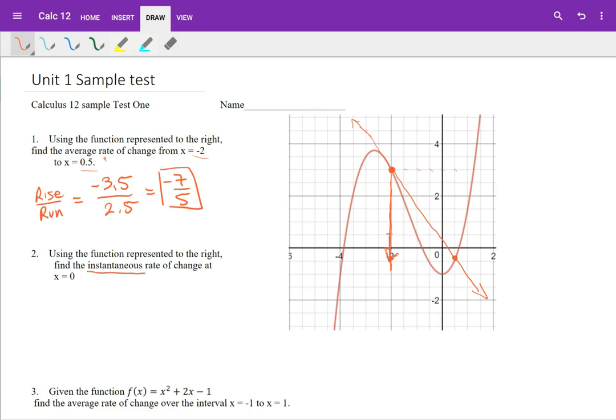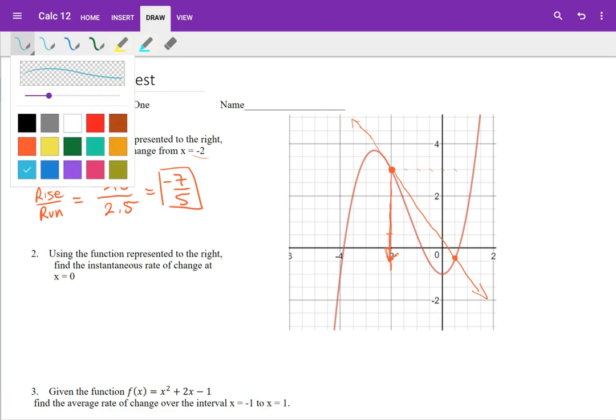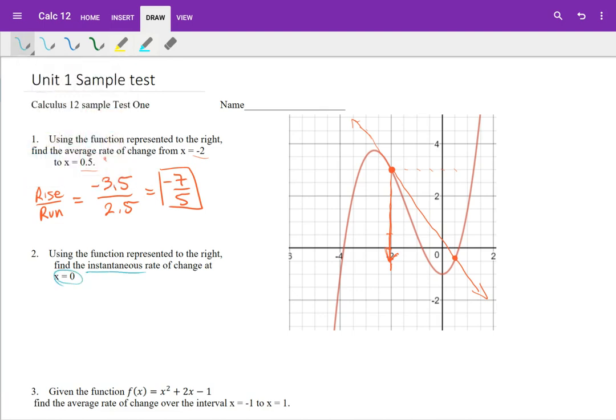Now, for an instantaneous rate of change, you're doing it at a single location here. All right. And so what we're going to want to do here is basically go to 0, which is x value 0, this line here. Go to the function and draw a dot. And now you're going to attempt to make a tangent line. This tangent line happens to be horizontal. And so therefore the instantaneous rate of change is 0.